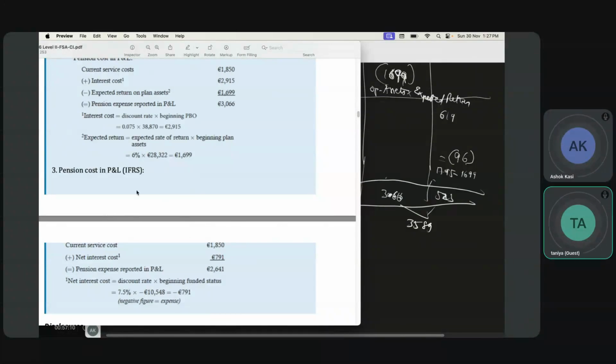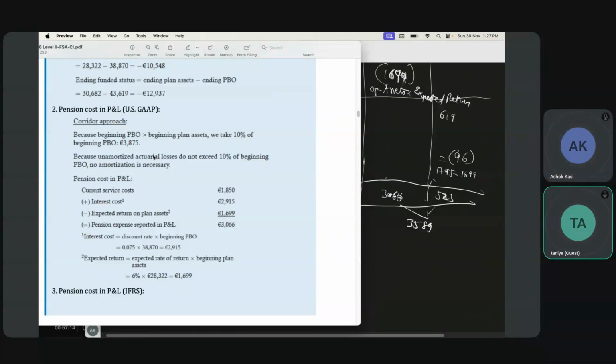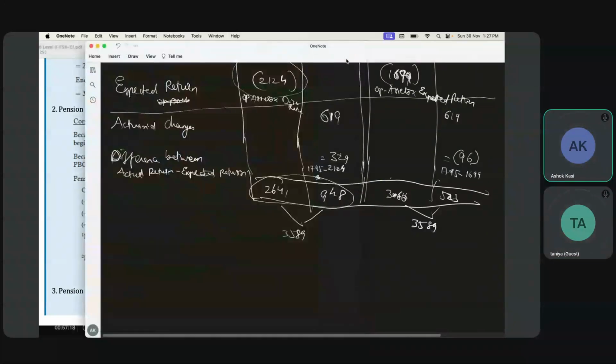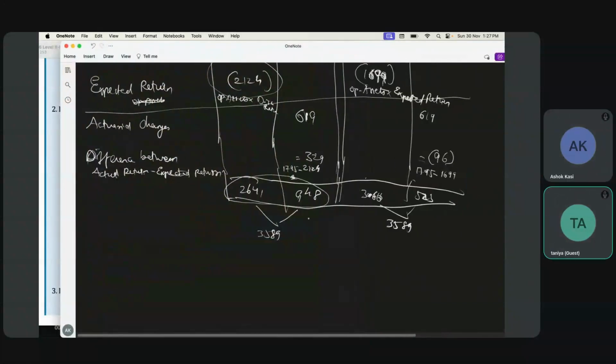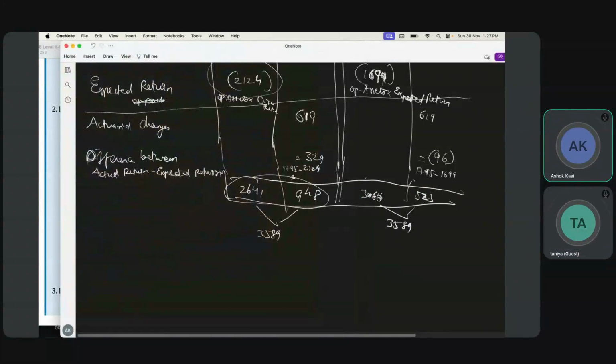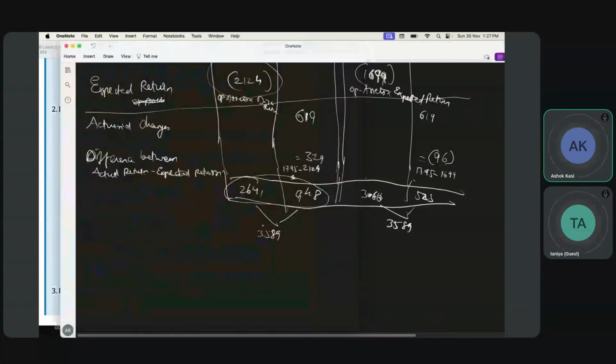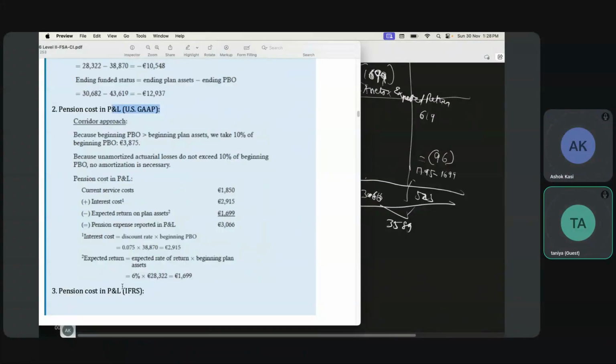Now you see how they can ask questions. Here they said pension cost in profit and loss. So they only want the profit and loss balance, according to US GAAP. So the answer is 3066 in US GAAP. This way they will ask. Then pension cost in profit and loss as per IFRS, that is 2641. Profit and loss means income statement.